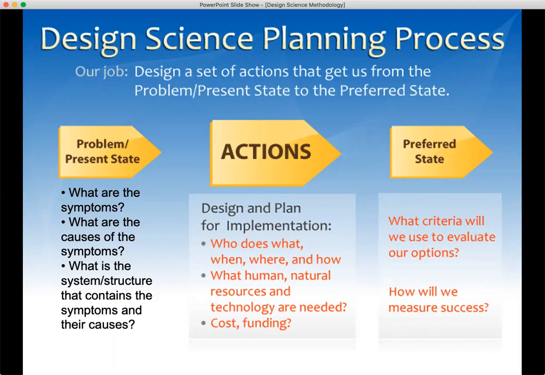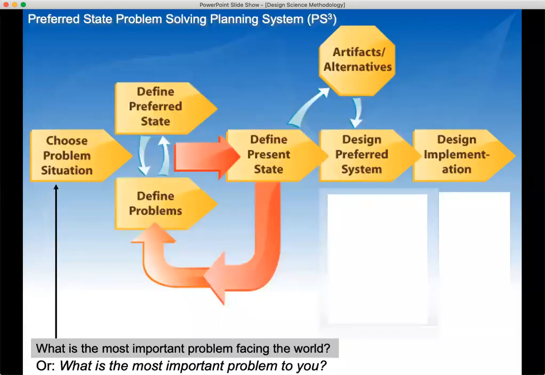That's the problem state, and then what are the actions that need to be implemented to go from the problem state to the preferred state? What do we do, and when, where, and how, and what resources do we need, including the funding. The preferred state is also where are we going, and what is the criteria we're going to use to evaluate both our options and measure our success. That's the quick broad brushstroke overview.